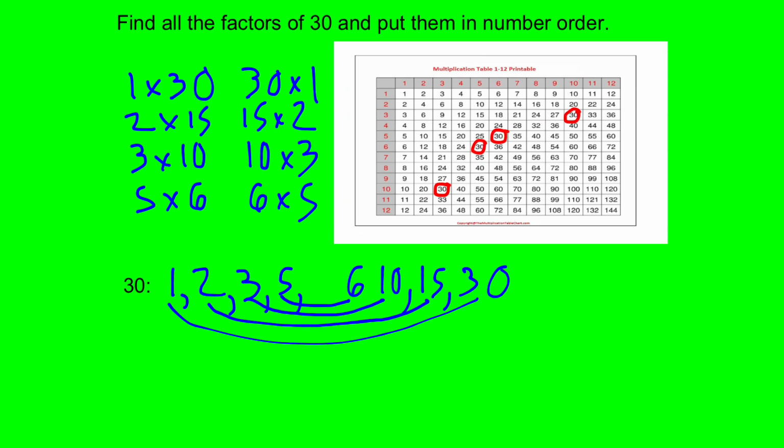The kids, their homework today is to do a worksheet where they have to find a bunch of the factors of some numbers. Multiplication chart will help you some of the time, but not all of the time.